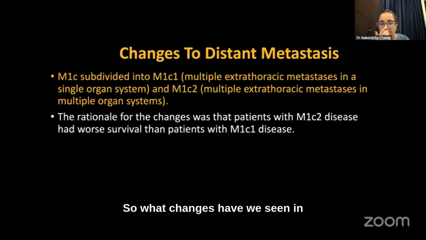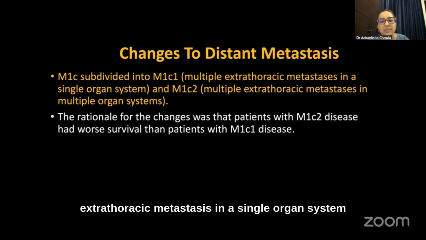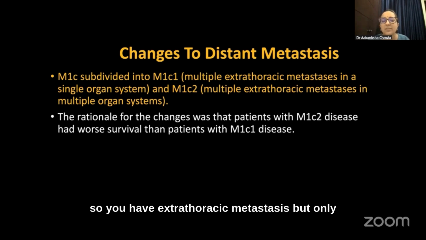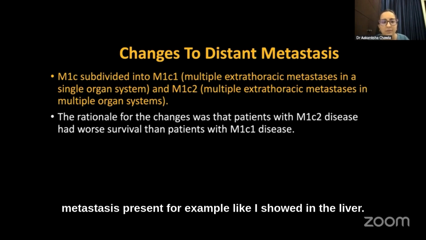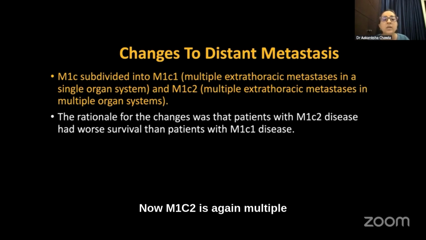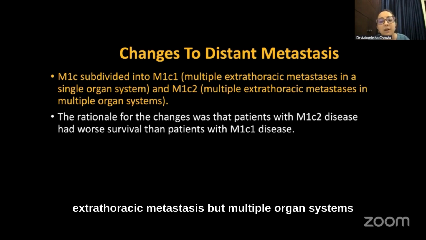So what changes have we seen in the distant metastasis, in your M descriptors, is that M1C has now been divided into 1 and 2. And we know that M1C1 is multiple extrathoracic metastasis in a single organ system. So you have extrathoracic metastasis, but only in one organ system. There can be multiple metastases present, for example, like I showed in the liver. Now, M1C2 is again multiple extrathoracic metastasis, but in multiple organ systems.